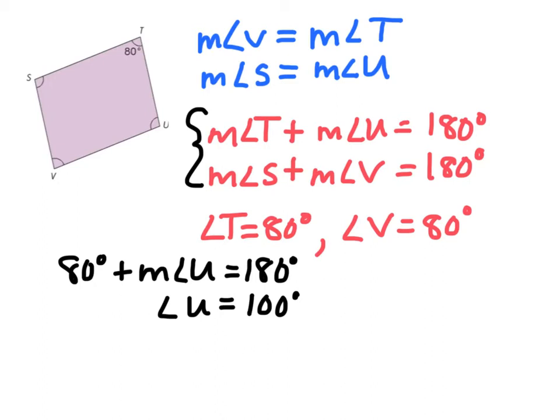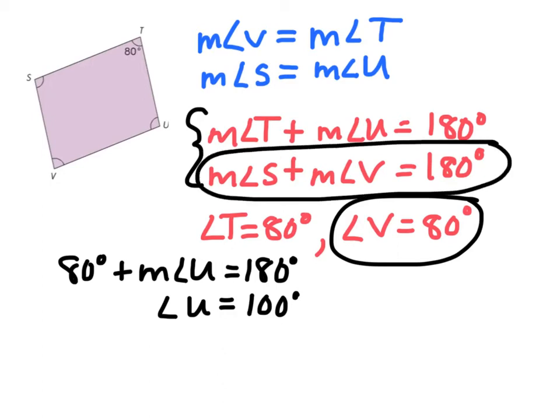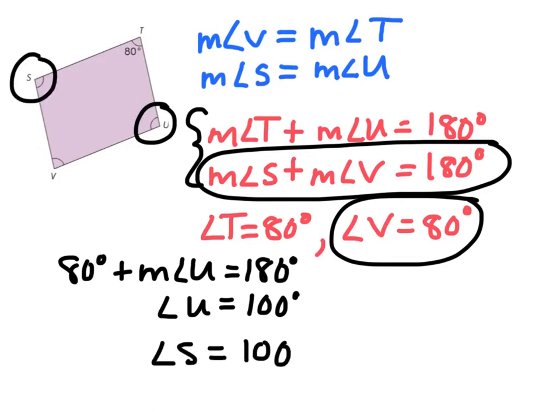Here we have a choice. We can either substitute the value of angle V into this equation, or we can simply use what we know, which is that angle U and angle S are the same, to say that angle S will also equal 100 degrees.